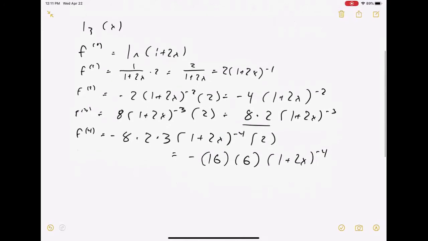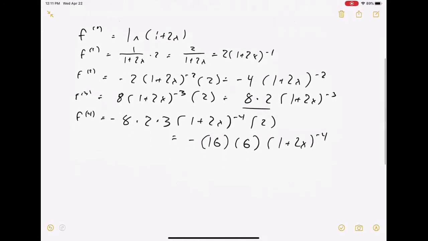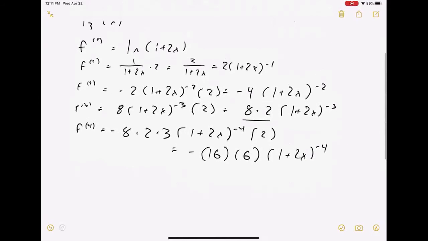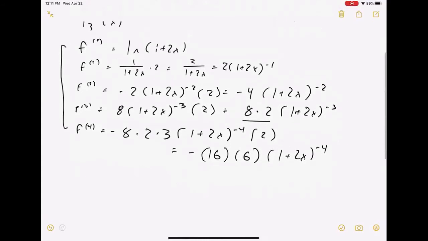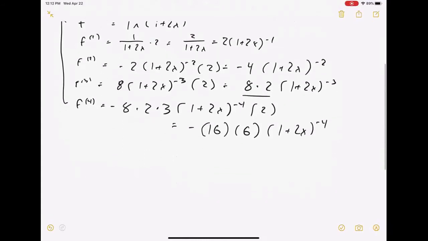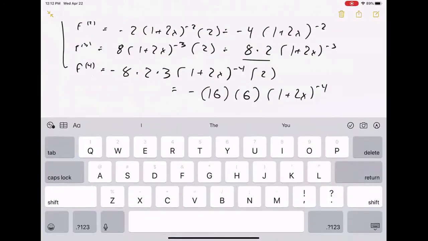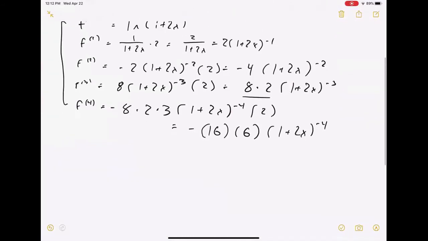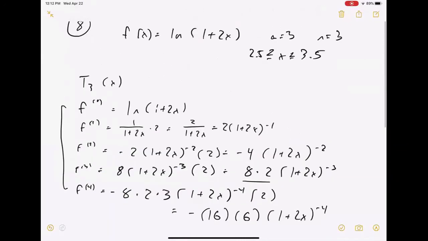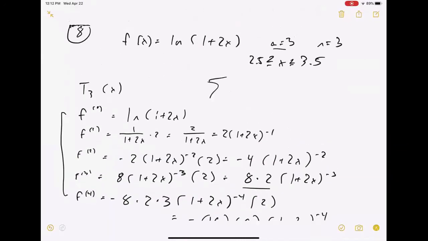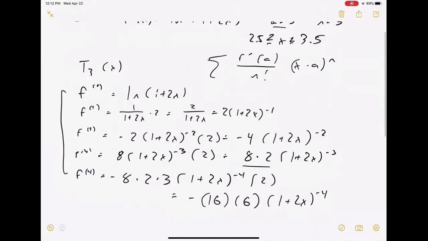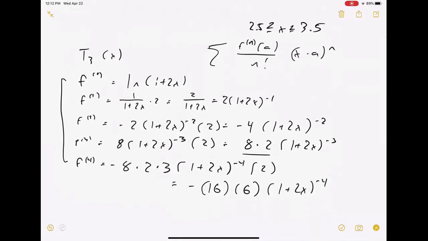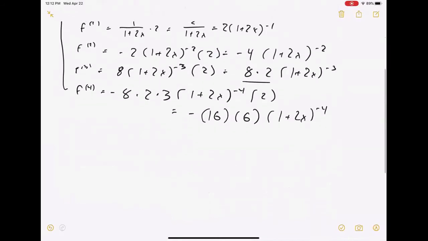Now, we could try to find the pattern now in our derivatives, or plug in a equals 3 and try and find the pattern then. Let's see what this looks like. Let's go ahead and plug in our center. Remember our formula is f^(n) at a over n factorial, times x minus a to the power n. So I need to plug my a into these derivatives. I'll go ahead and plug those in.